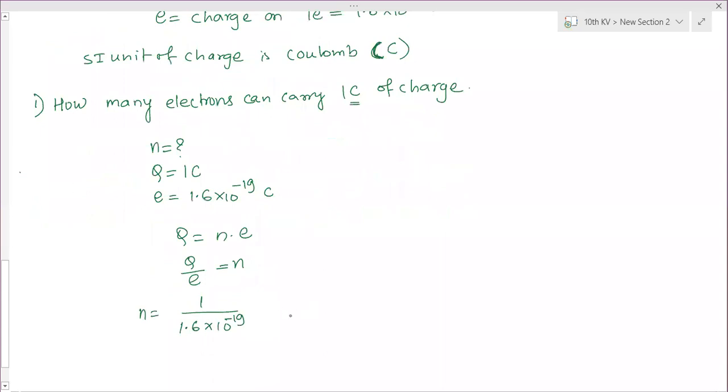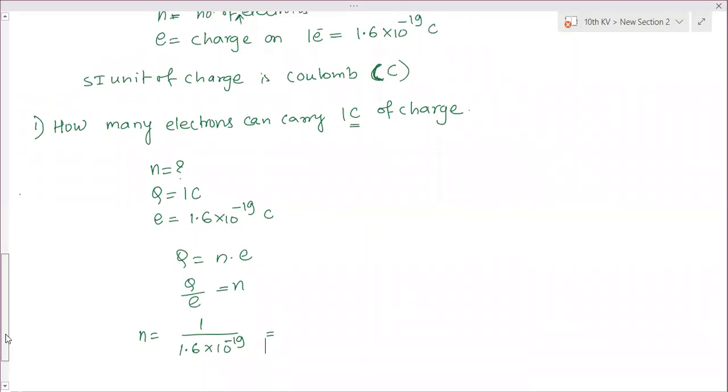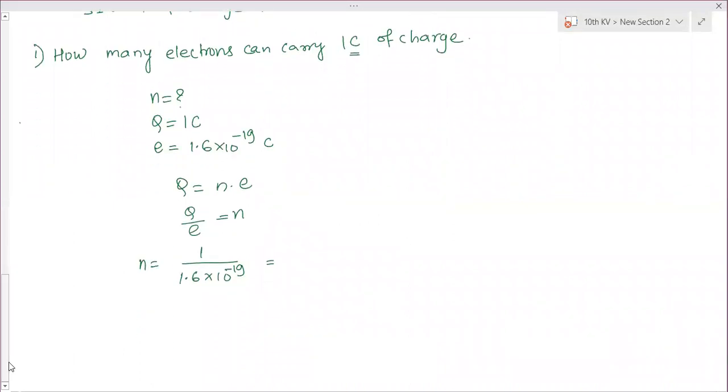So how to calculate this? Ma'am, the power on both of them will be -1. No. First, these are the numbers. We will write 1 by 1.6. This 10 to power minus 19 is in the denominator. We'll take it to the numerator as power plus 19, 10 to the power plus 19.